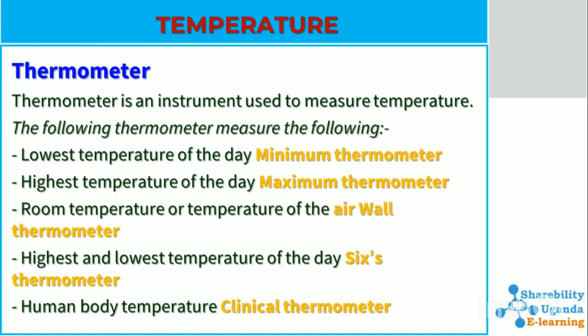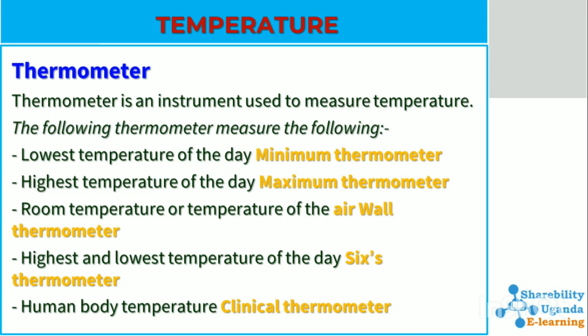We have the minimum thermometer, which is used to measure the lowest temperature of the day, and the maximum thermometer, which is used to measure the highest temperature of the day. To measure the temperature of the air, or room temperature, we have what we call an air thermometer. An air thermometer is the one that is used to measure room temperature. The highest and lowest temperature of the day can also be measured by what we call a Six's thermometer, sometimes called the minimum and maximum thermometer.